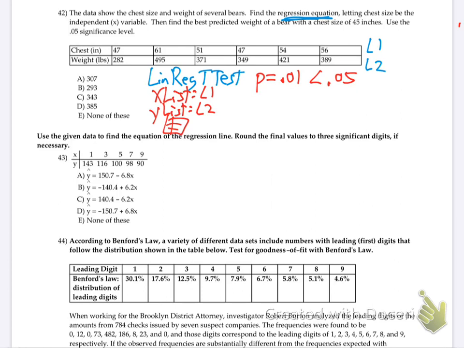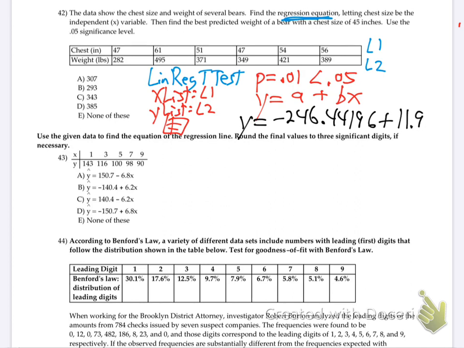So I'm going to use the equation y equals a plus bx. What is the a? How am I going to get a? It's telling you that right on the calculator, isn't it? I'm getting minus 246.44196. That's good enough. Plus, and then b, if I go down one, I'm getting 11.9799. And then x. That's my a and my b. You guys getting that okay?